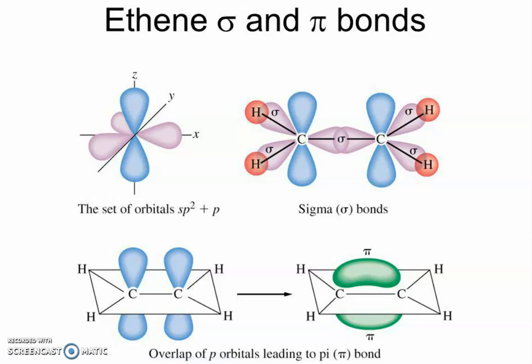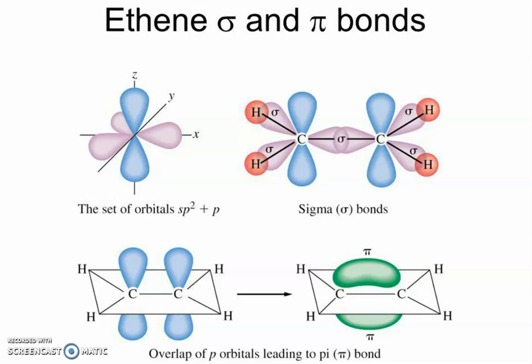I will show you one example, and the example is ethene, sigma and pi bonds. Let us consider the set of orbitals. You know, here sp2 plus p orbitals. You can see here the sigma bonds.